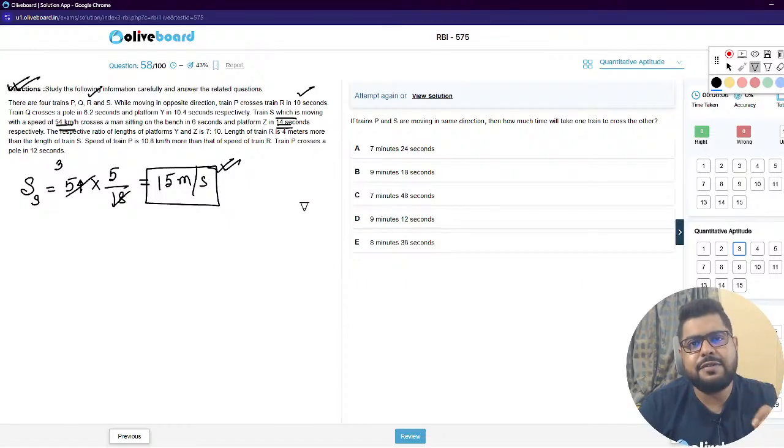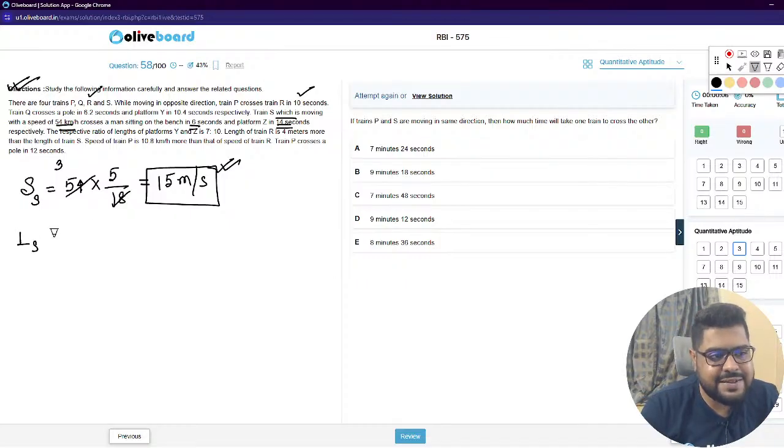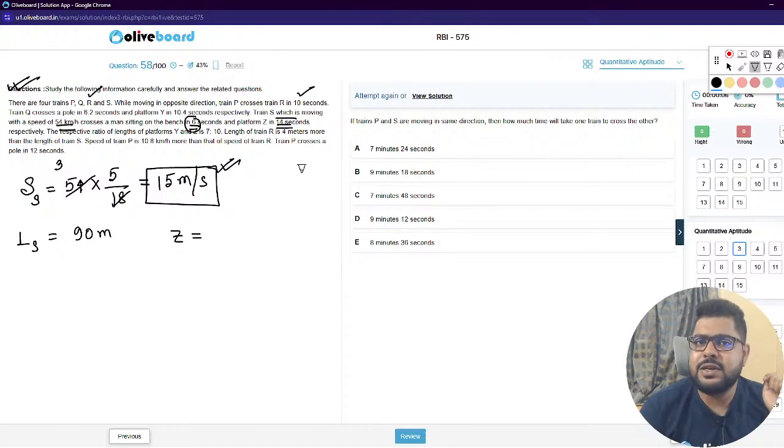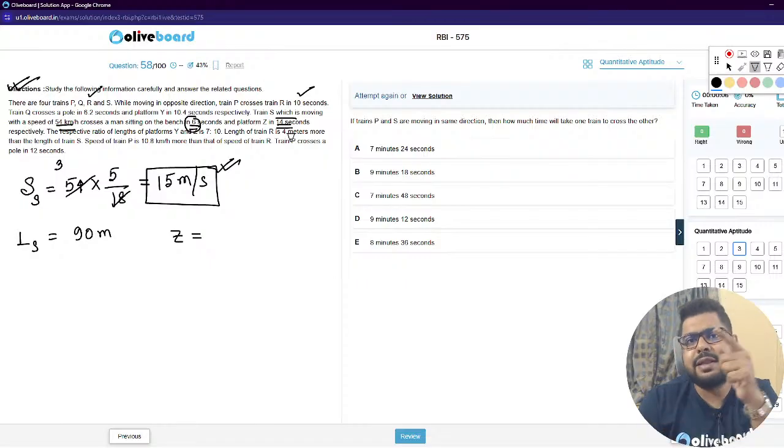Meaning whatever distance it travels in 14 seconds. Oh, sorry, in 6 seconds, that is its length, because it needs to cross its own length in order to cross a man. So the length of S is 6 into 15, that is 90 meters. And also the length of platform Z, extremely sorry, sir, because train S is crossing platform Z in 14 seconds. Now it crosses its own length in 6 seconds and its own length plus platform length in 14 seconds.